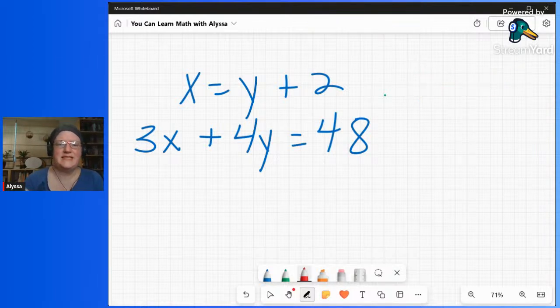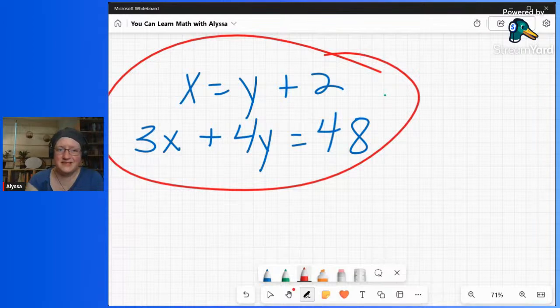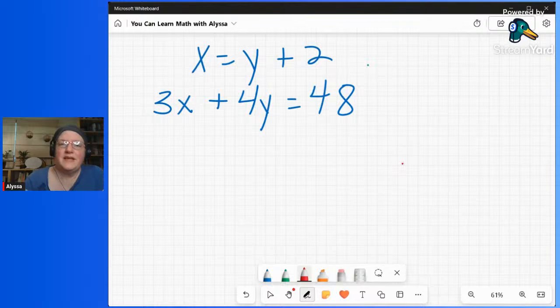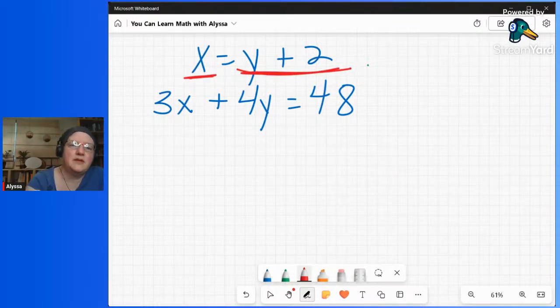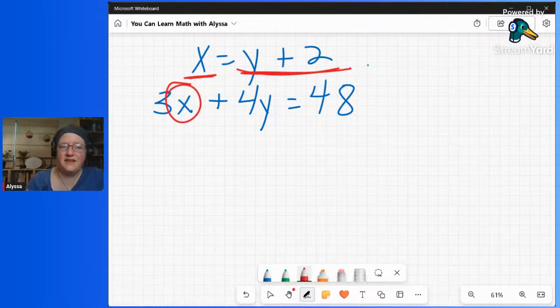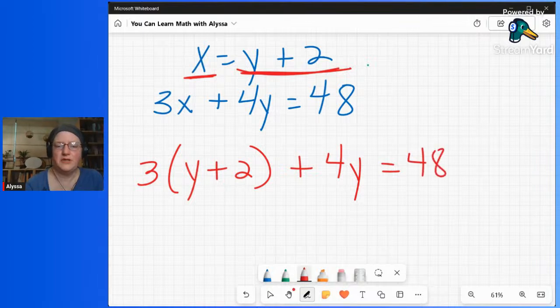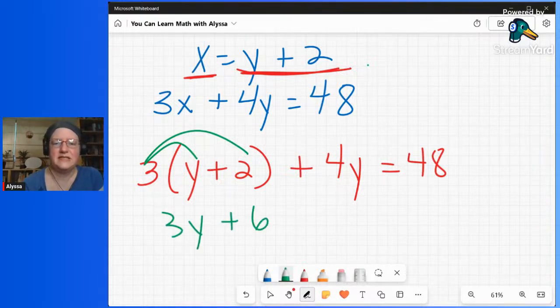A lot of times with the SAT, they will actually do that. Well, they'll do it like this. They're nicer. I don't know why. PSAT as well. Right. So as I said, once we have this isolated, that x is equal to y plus 2, I'm going to find an x, wherever there's an x in the other equation, and plug in that y plus 2. So 3 times y plus 2 plus 4y equals 48. And I distribute 3 times y and 3 times 2, 3y plus 6 plus 4y equals 48.